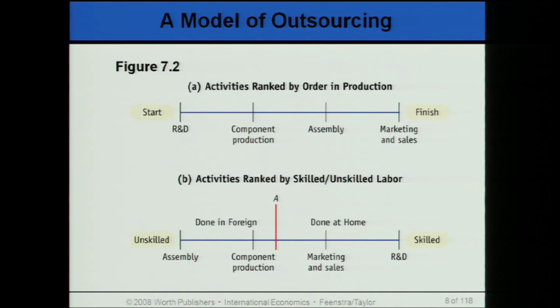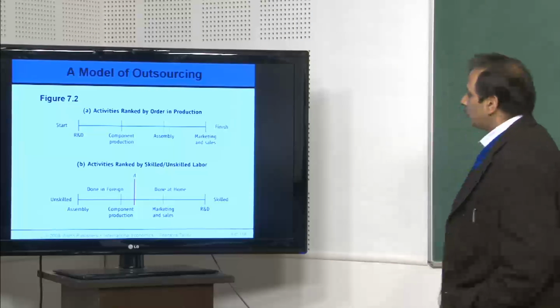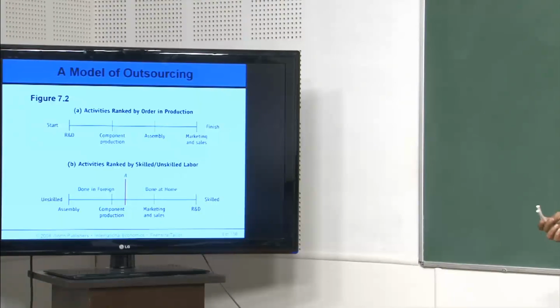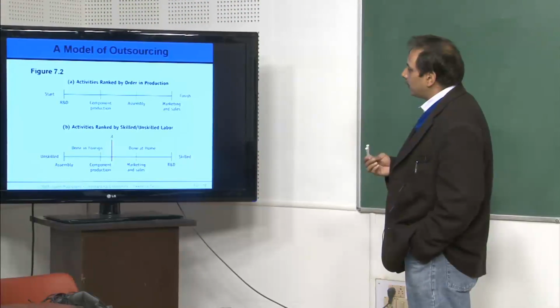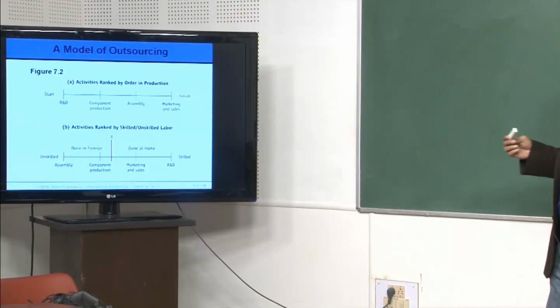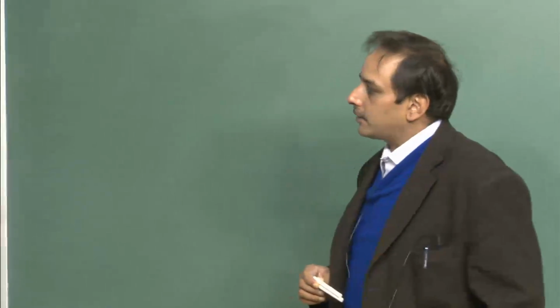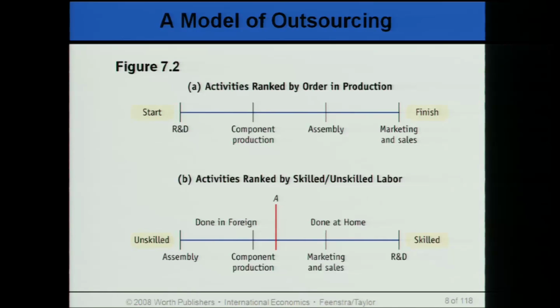These are activities which are ranked by order in production. So any production process will start with the R&D, research and development, then there will be component production, as in case of say TV or production of cellular phone, then assembly, and then finally marketing and sales. Now this R&D and marketing sales are generally skill intensive activities, while it is considered that component production and assembly are more unskilled intensive jobs.